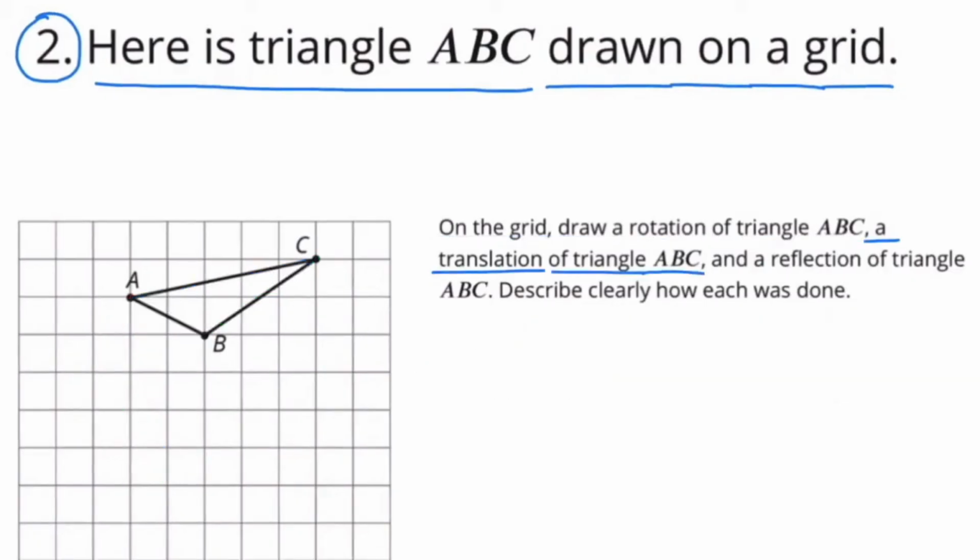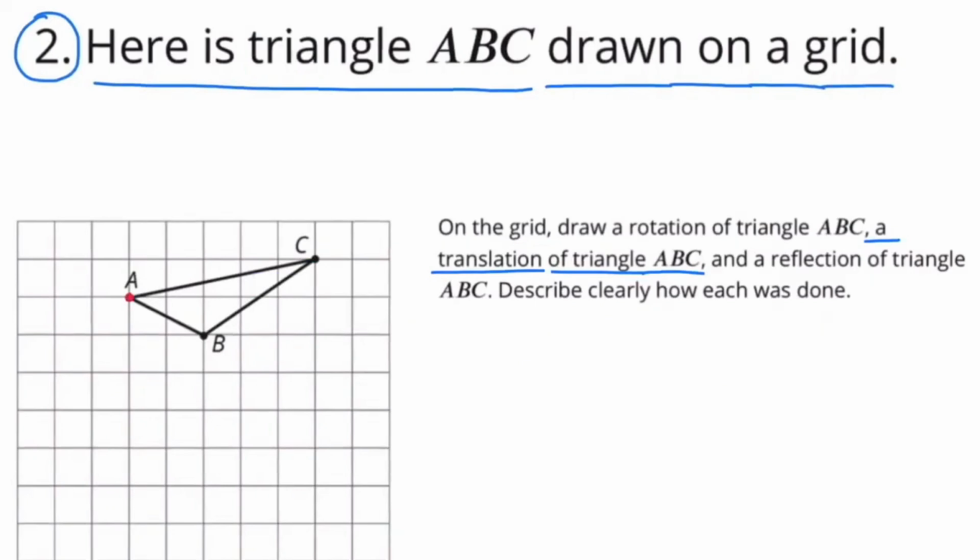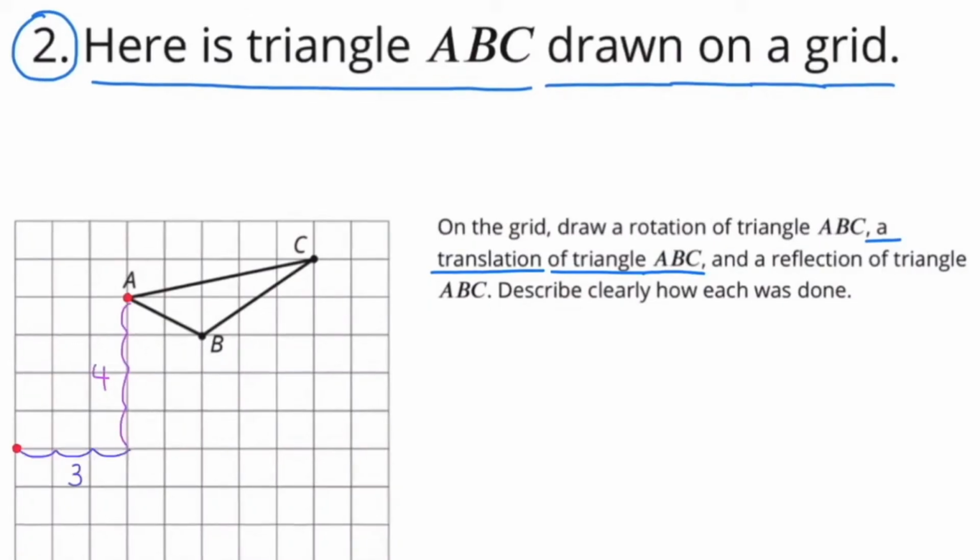Draw a translation of triangle ABC. I'm going to start by coloring in point A with the color red, and I'm going to make the translation 4 units down and 3 units across, and I'll place the new red point at that location to represent point A. Let's double check that it's 4 units down and 3 units to the left.